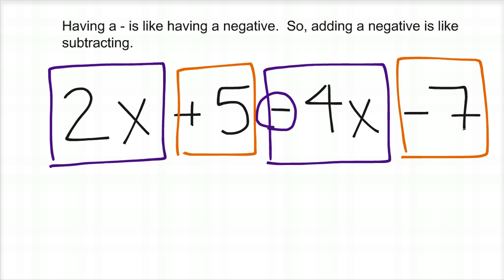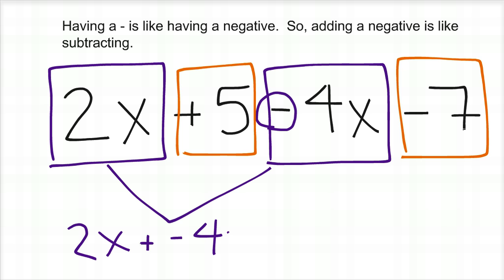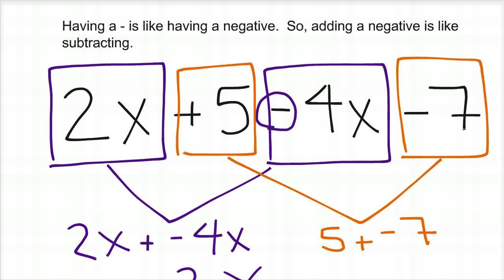So our job then is to combine 2x and negative 4x. So 2x plus negative 4x, that's going to give us negative 2x, and 5 plus negative 7, that's going to give us negative 2. So our simplified expression is negative 2x minus 2.